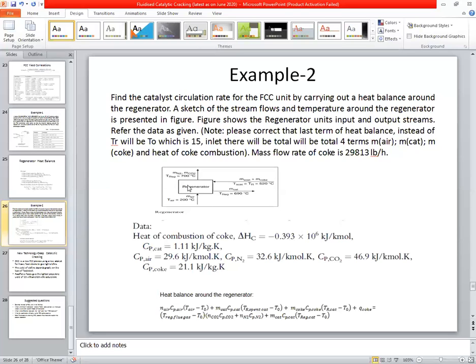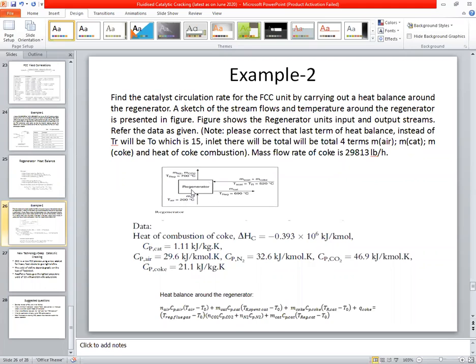This is the regenerator unit. Yesterday, I explained that in the regenerator, we are regenerating the spent catalyst, and after regeneration, the regenerated catalyst enters the reactor, and spent catalyst comes back to the regenerator. This is a continuous process. Combustion occurs by applying heat.